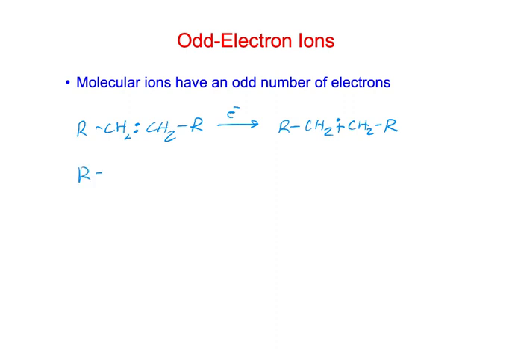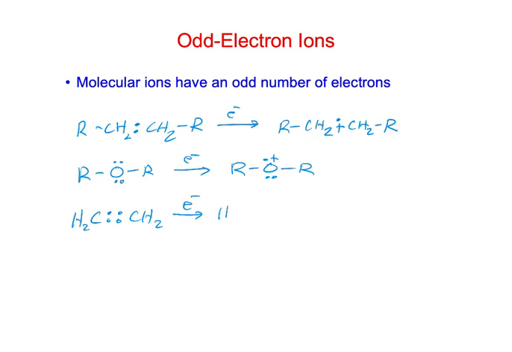We can also have ionization that takes place on non-bonding electrons, and this is more common. So we'd have some radical cation located on the oxygen here. They can also take place within pi bonds, like this.